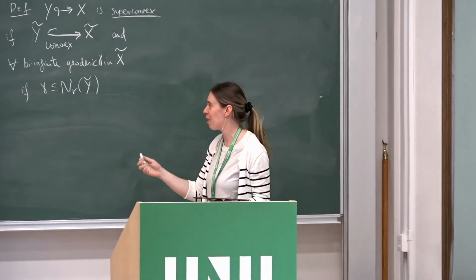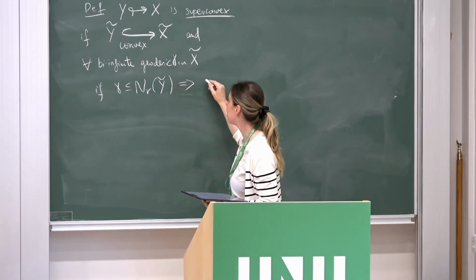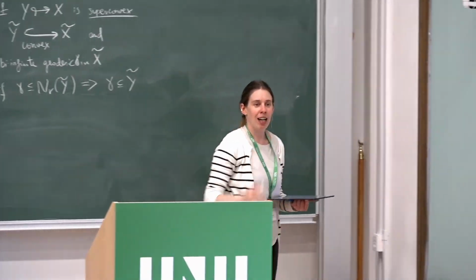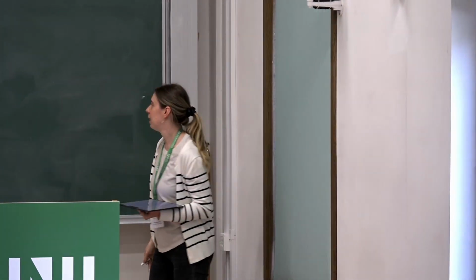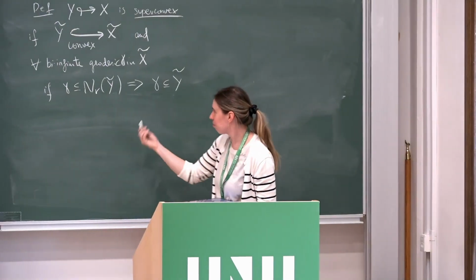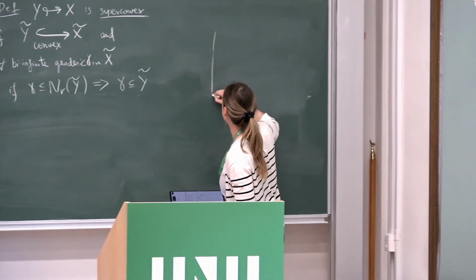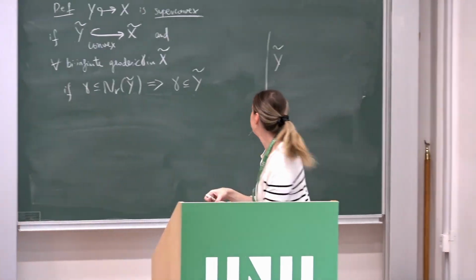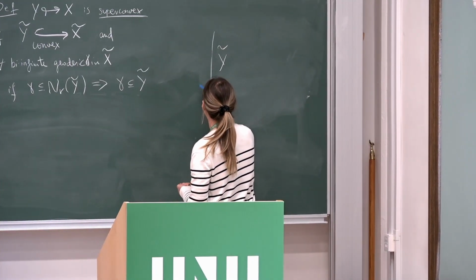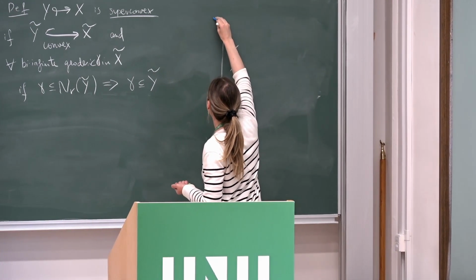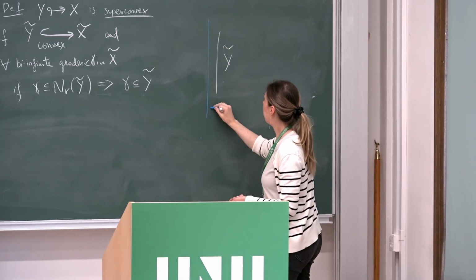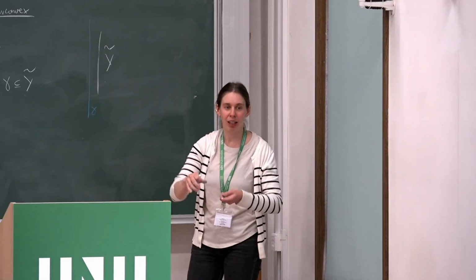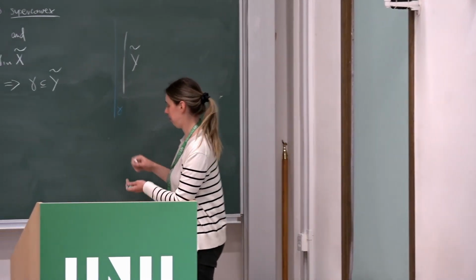You don't have to necessarily imagine something contained. It actually implies that it is already contained in Y tilde. So this is the condition, and this is sort of a picture. I have Y, and it basically tells me that I cannot have a gamma that just stays in some neighborhood without being contained in Y tilde.